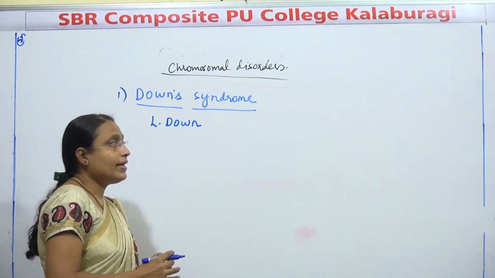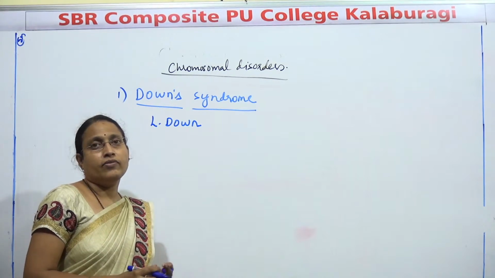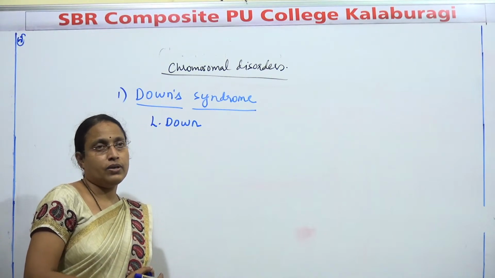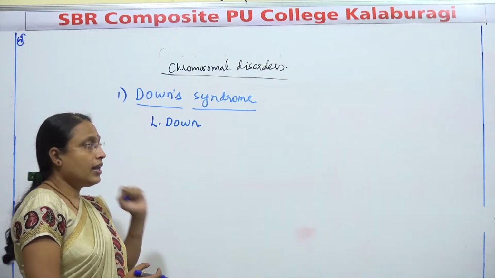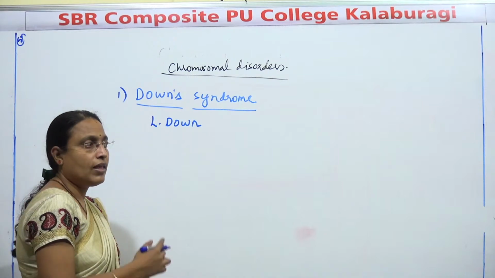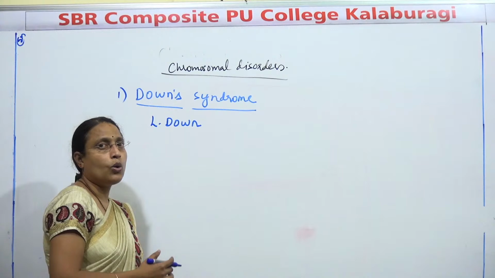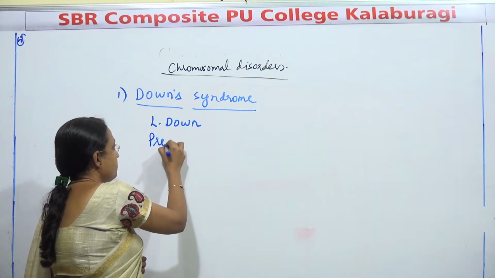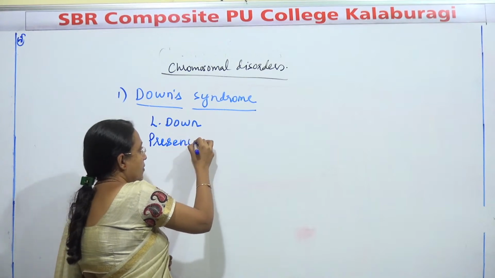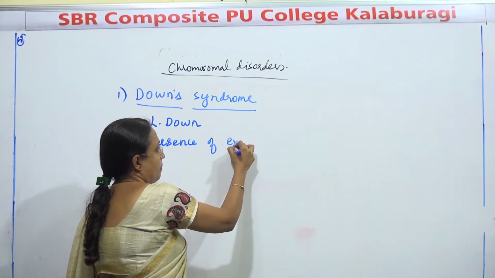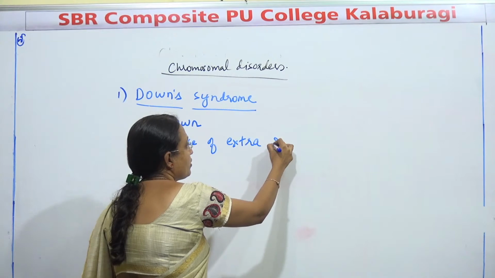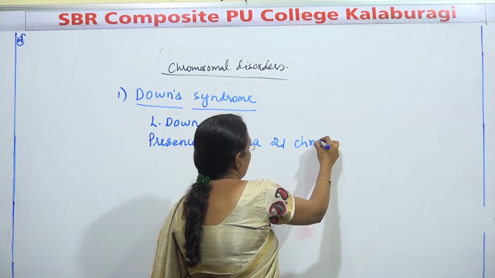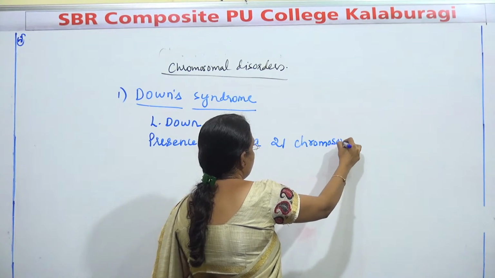So, why will this occur? Why will this particular disease occur in an individual? This will occur in an individual if there is presence of an extra 21st chromosome. So, in this disease, the 21st chromosome is extra.